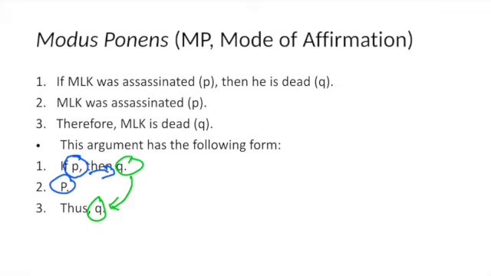So modus ponens is mode of affirmation. Whatever's in the P spot here is the antecedent. Q is the consequent. And then we have the affirmation of the antecedent, which in this case is just P. Again, that allows us to derive the consequent as the conclusion of that argument. So pretty basic little argument form there.